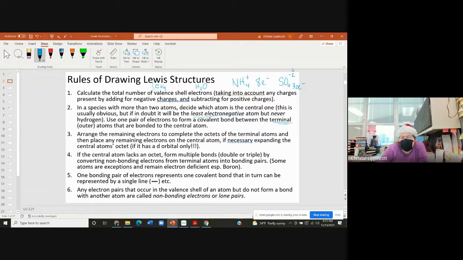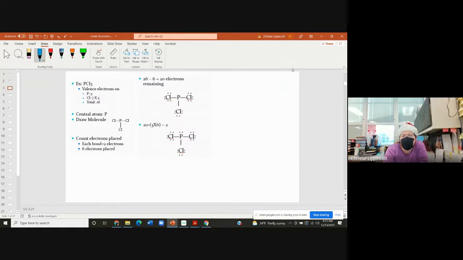Any electron pairs that occur in the valence shell of an atom but do not form a bond are called non-bonding electrons or lone pairs. And these are going to become vitally important to us at the end of this week.